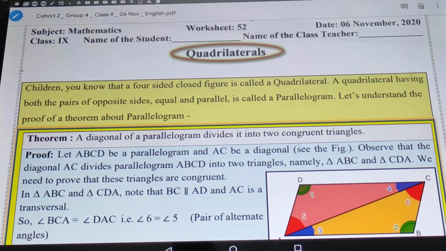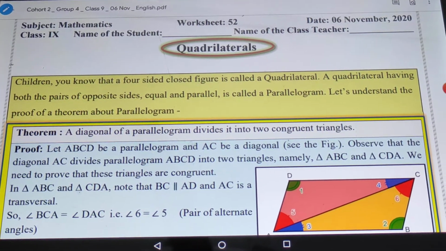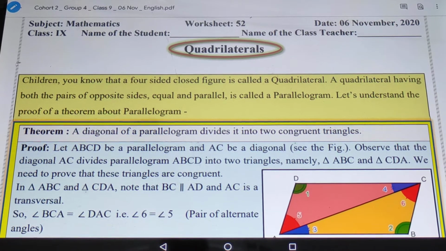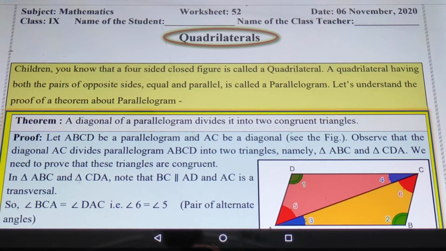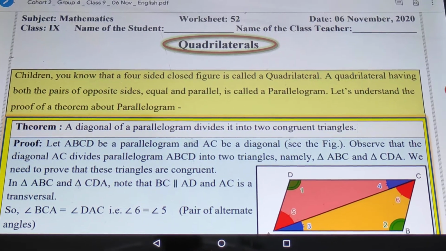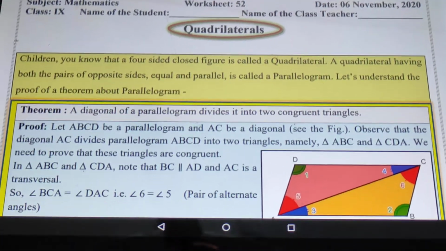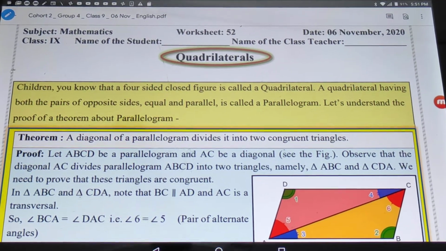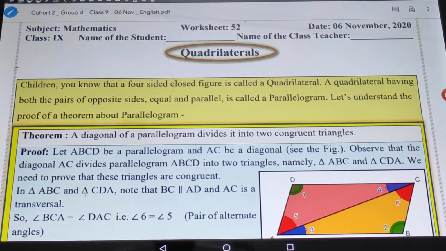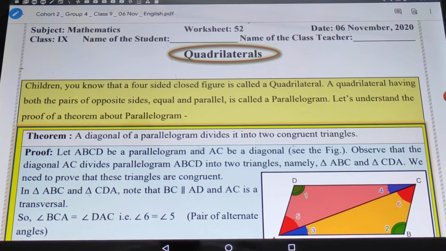Hello students, today we'll do worksheet 52, which is on quadrilaterals. Now all of you know, what is a quadrilateral? It is a four-sided closed figure. And what is a parallelogram? A parallelogram is a quadrilateral in which both pairs of opposite sides are equal as well as parallel.